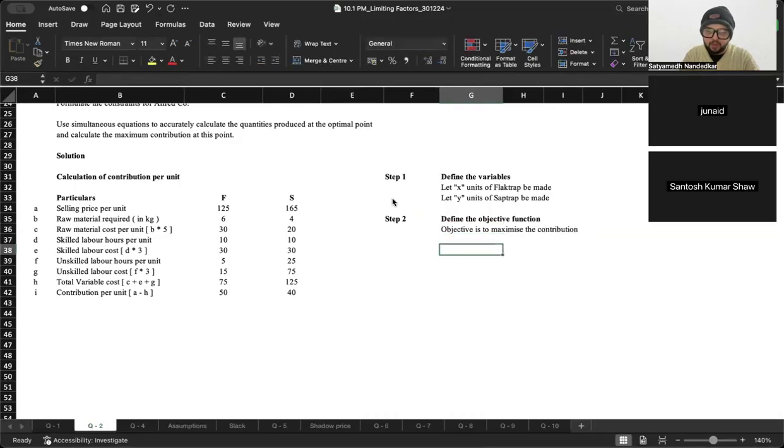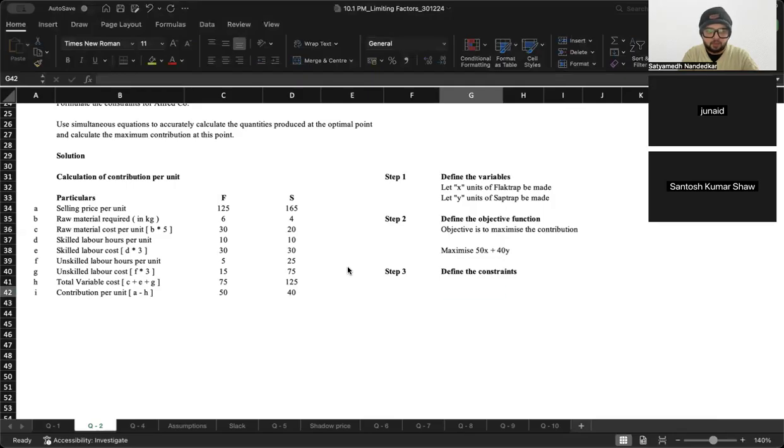So how do you maximize the contribution? That means my objective would be 50x because I'm getting a contribution of 50 here, and 40y because I'm getting a contribution of 40 in sap trap. So maximize 50x plus 40y. Step 3 would be to define the constraints.